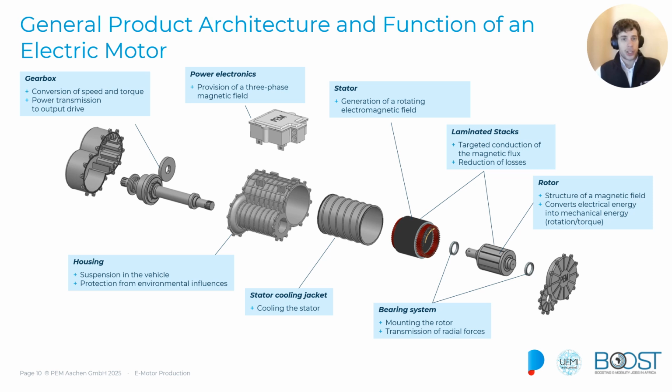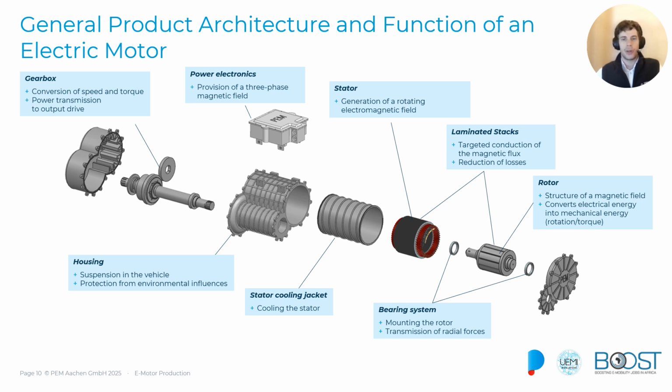No matter which type of motor we have, the general product architecture stays the same. Only the axial flux motor is different, and we will take a closer look at this topology later. But we will always have some type of rotor on a shaft that is mounted to a bearing system, and we will always have a stator.